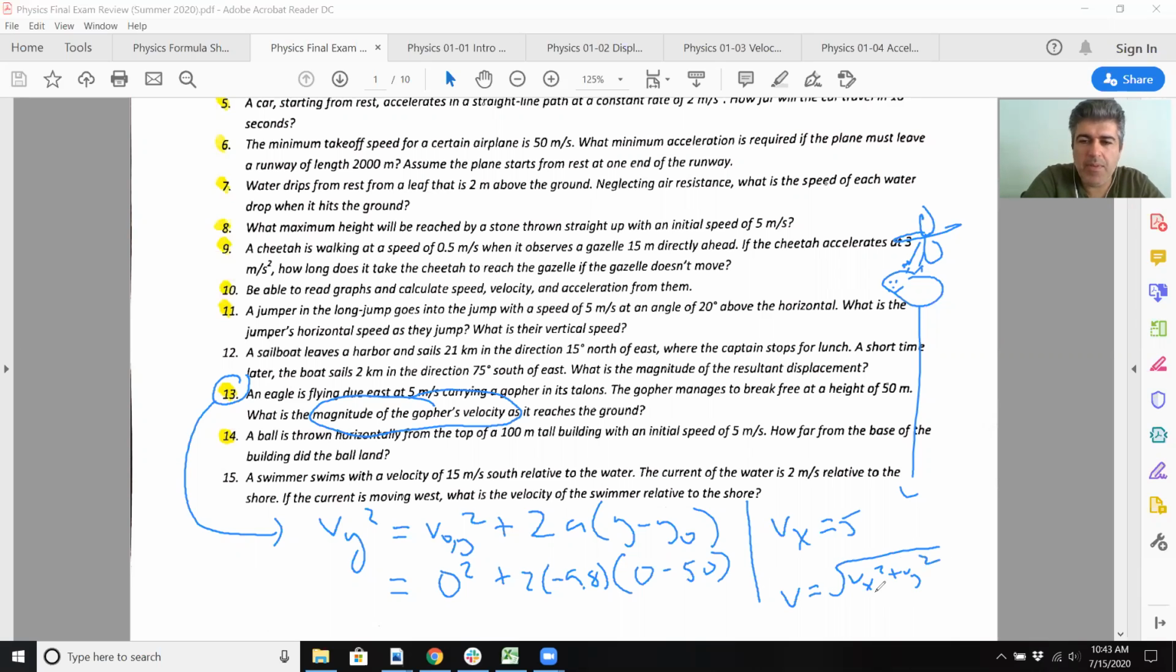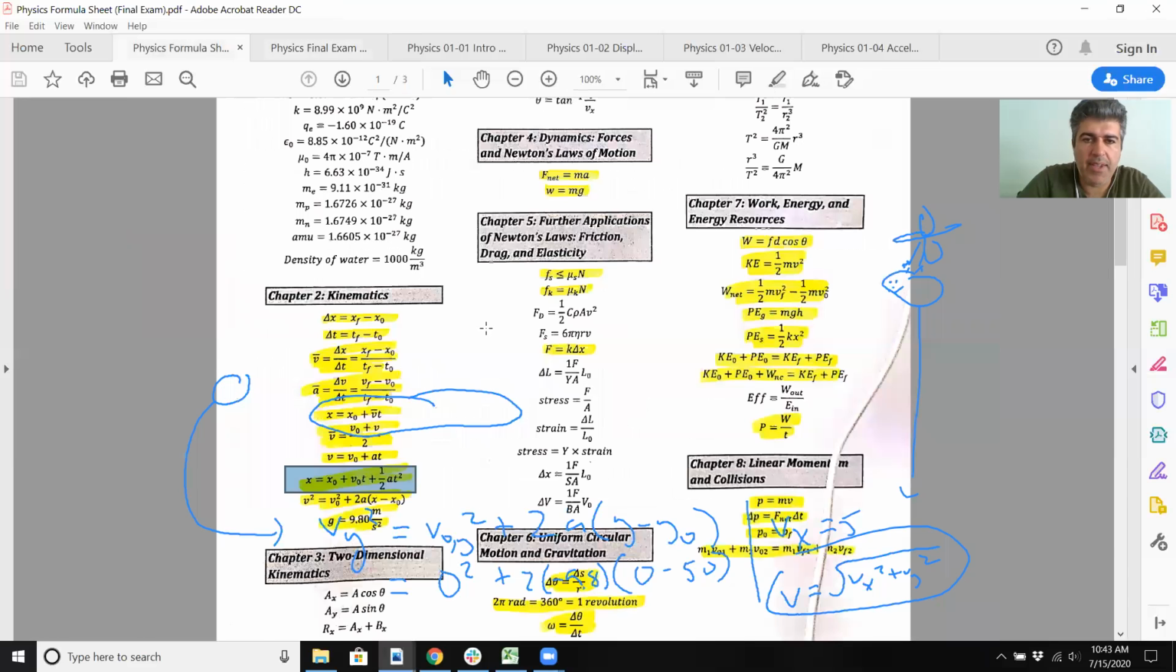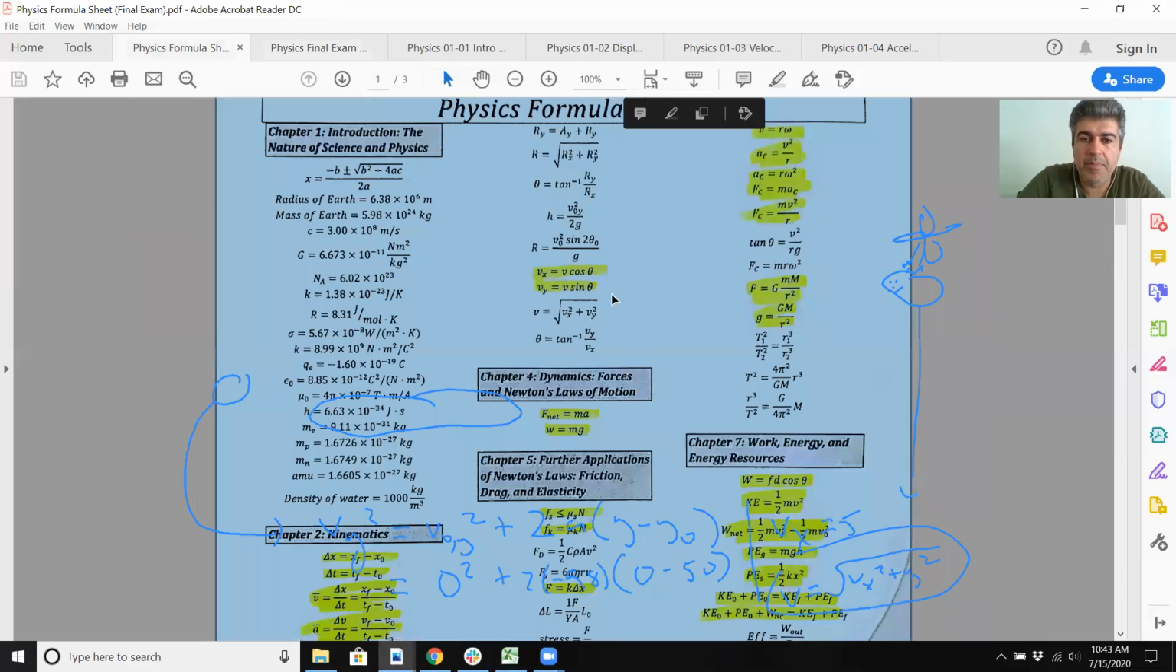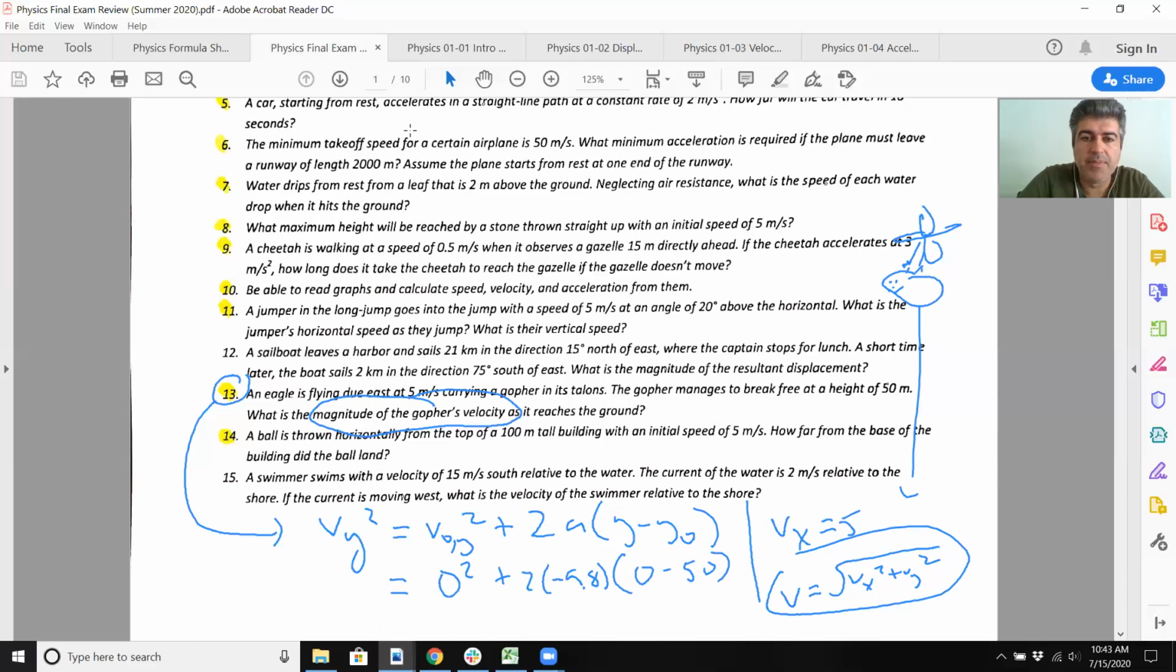We didn't quite do enough of this stuff, so I won't ask this in the final, but still good practice to find what Vy is. And then knowing that Vx is 5, you can plug into that formula to find the actual true velocity. It is in the formula sheet, I just didn't highlight it. It's actually right there. But that's how you would actually approach 13.